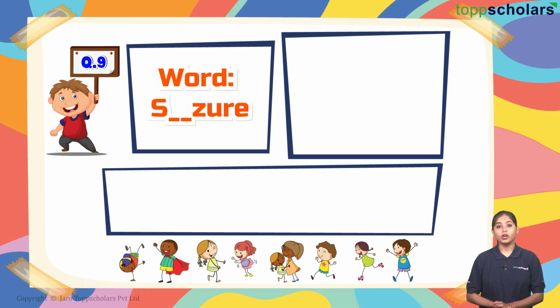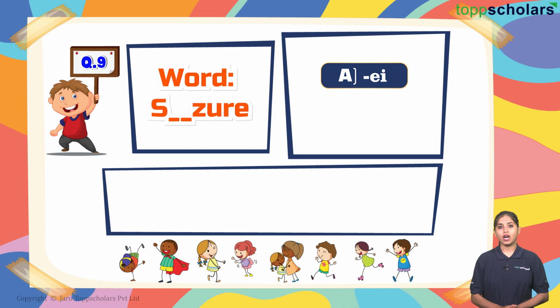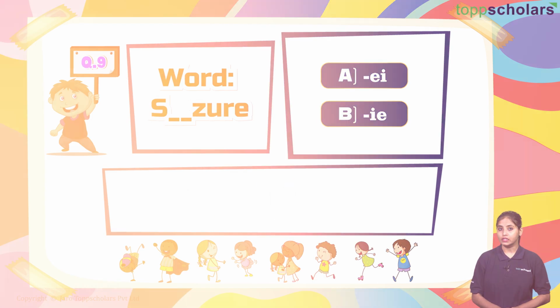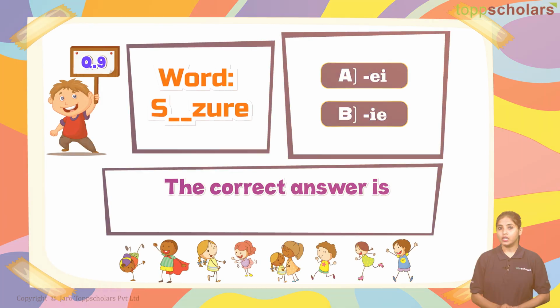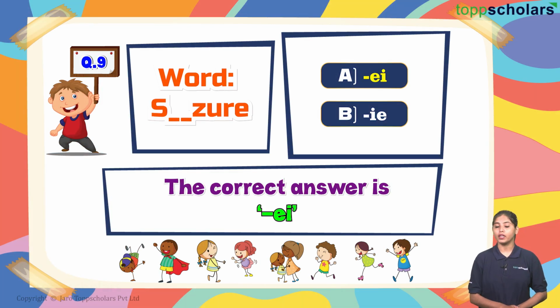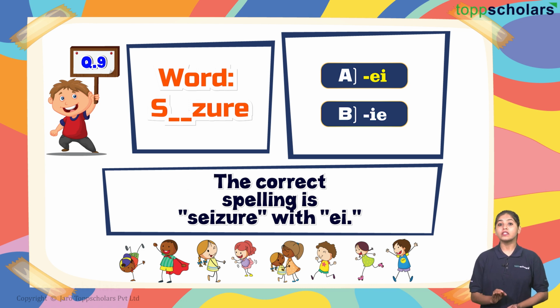Number 9, word S-ZURE. The options are EI or IE. The correct answer is adding EI. The correct spelling is seizure with EI.